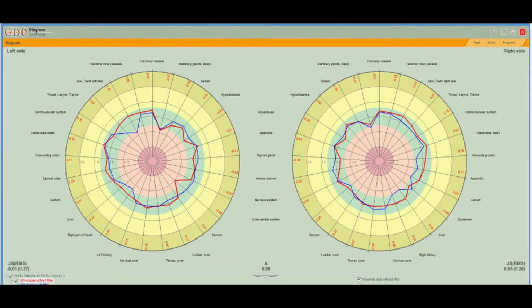Then we see both red and blue. The red is showing the emotional energy and the blue is showing the physical energy, so that we can see how that's adapting to different parts and different systems of the body.